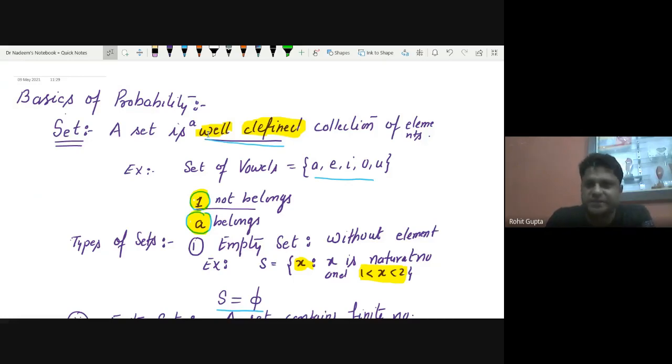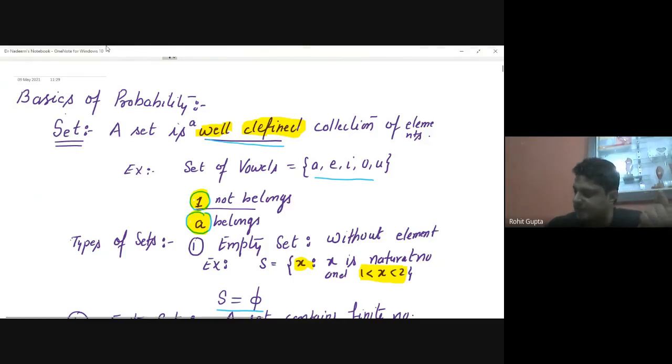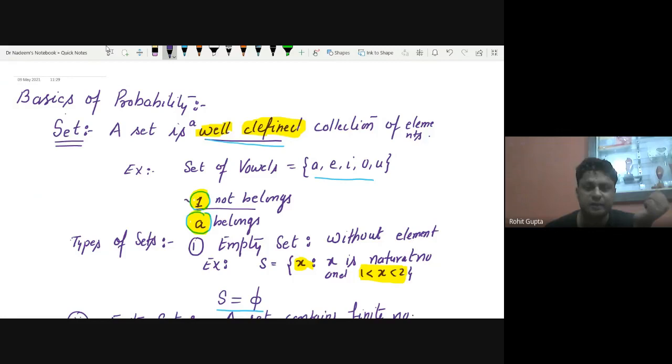For example, if we have the set of vowels a, e, i, o, u, and we pick up one, is one an element of the set? Obviously not. It is quite clear that one is not an element of the set of vowels. If we pick up small a from the universe, it is clear that a is an element of the set of vowels. So it means that the set of vowels is a well-defined collection of elements. So it is a set.